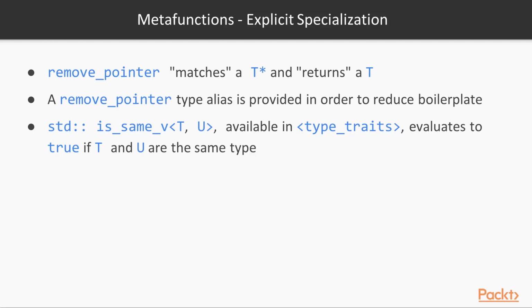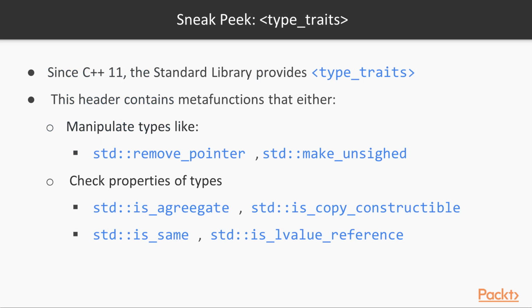I just mentioned the header type_traits, which we are going to explore in depth in the next video. For now, here's a sneak peek. Since C++11, the standard library provides this header, which contains a lot of metafunctions that either manipulate types, such as std::remove_pointer or std::make_unsigned, or check properties of types, such as std::is_aggregate, std::is_copy_constructible, is_same, or is_lvalue_reference, and so on. This header is extremely useful when dealing with type transformations and checks, and we're going to see much more of it in the upcoming videos.